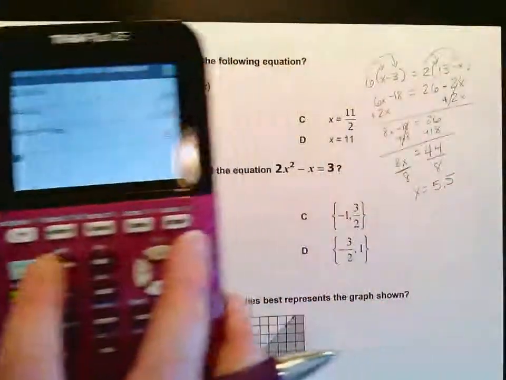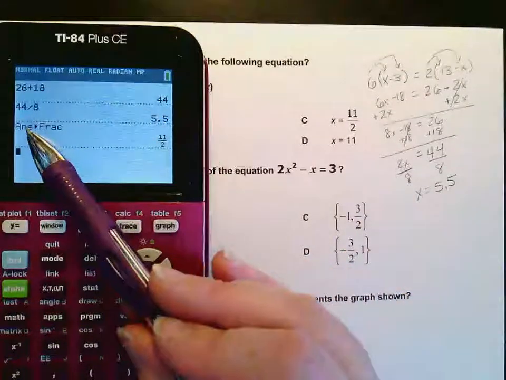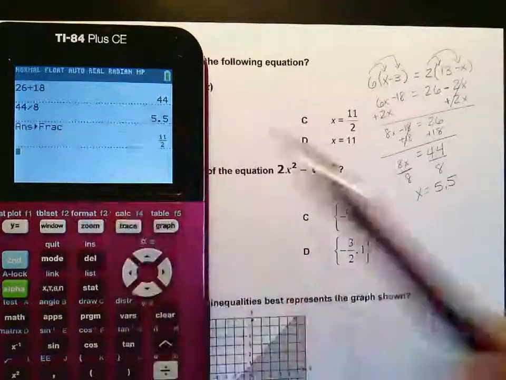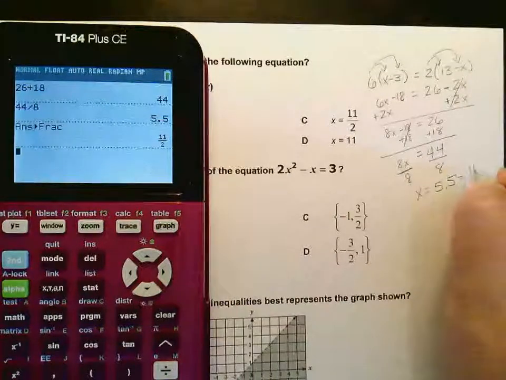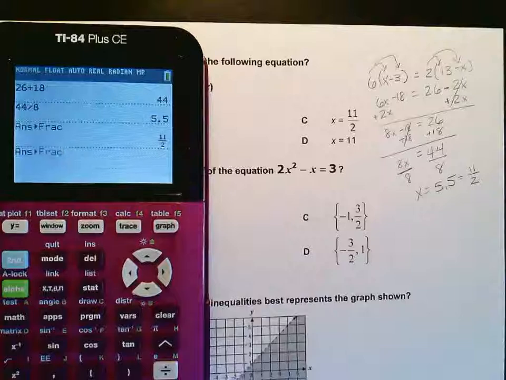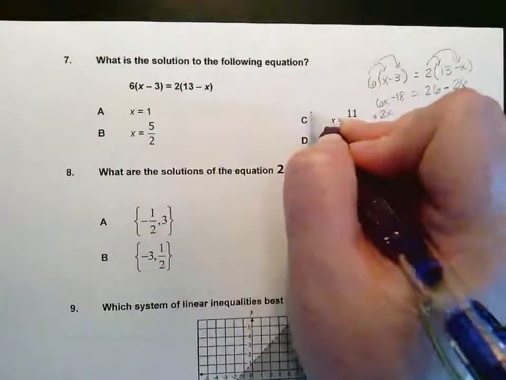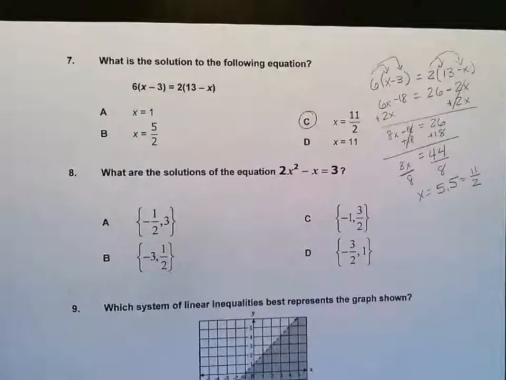But in order to get the final answer, I get 5.5, I do math, enter, enter, tell it I want a fraction, and it tells me 11 over 2. So that's math, enter, enter, gives me that 11 over 2. So my correct answer is C, 11 over 2.